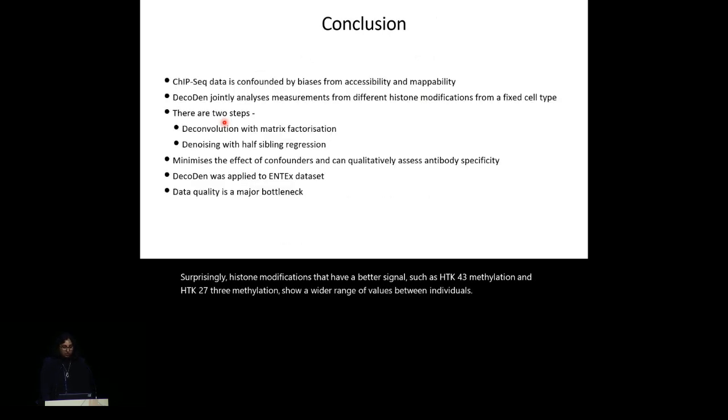To conclude, what I showed in this talk is that ChIP-seq data is confounded by biases from accessibility and mappability. We introduced a tool called Decoden that jointly analyzes measurements from different histone modifications from a fixed cell type. It has two steps: deconvolution with matrix factorization and denoising with half-sibling regression. It minimizes the effect of confounders and can qualitatively assess antibody specificity. We applied Decoden to the NTEX dataset, which profiles individual epigenomes. However, data quality is a major bottleneck.